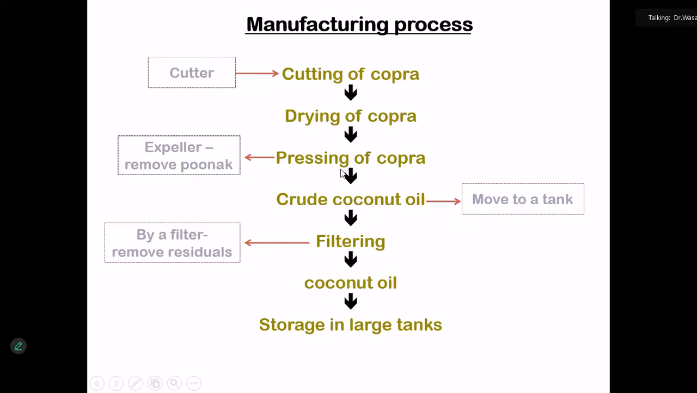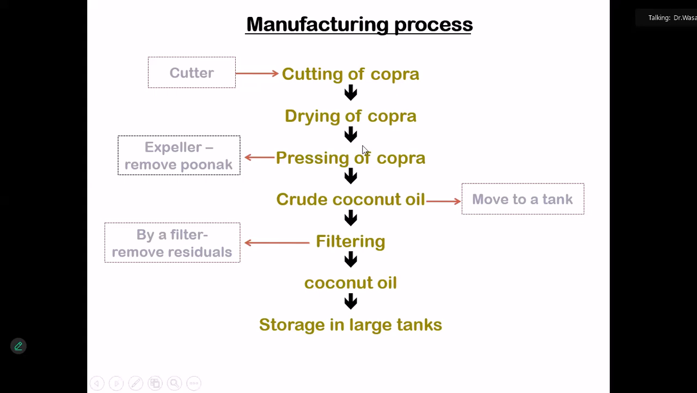You are pressing copra in the expeller. Expeller means a copra pressing machine. You apply much pressure. Then what happens? Crude coconut oil. Little drying is there, that's very much important. Even copra from storage, before extracting coconut oil, you apply a little heat. That will facilitate the free flow of oil.